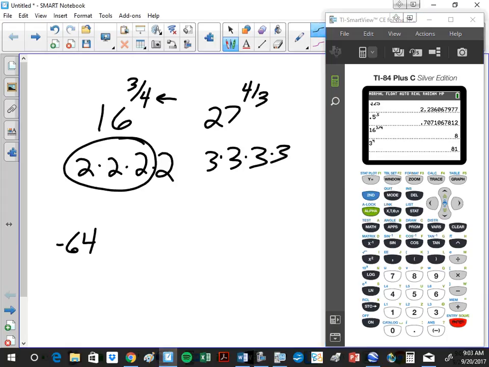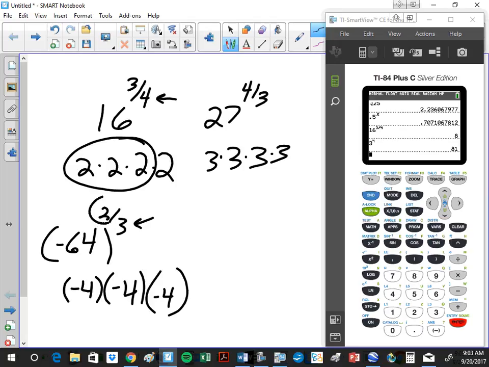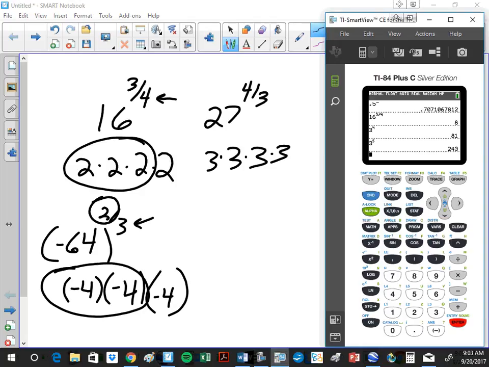So negative 64 to the 2/3. I need 3 of the same number. Negative 4, negative 4, and negative 4. And my answer is just going to contain 2 of them. Why did the negative go away? Because a negative times a negative is a positive. Okay, number 5. Can 9 be split into 2 equal multiplications? Yes, the number would be 3. How many 3's are in my answer? So I just need to calculate 3 to the 5th. And I get 243.